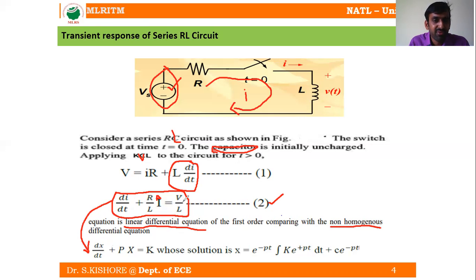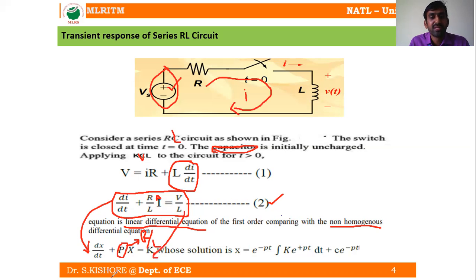Now if we compare this with the equation we obtained from the series RL circuit, that is di by dt plus R by L into i is equal to V by L. You can see the same form, where dx by dt is the di by dt, and x is nothing but I here, and P is nothing but R by L. And what is K here? K is nothing but V by L.